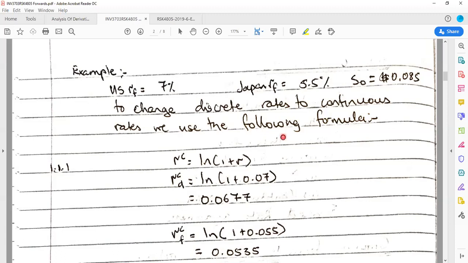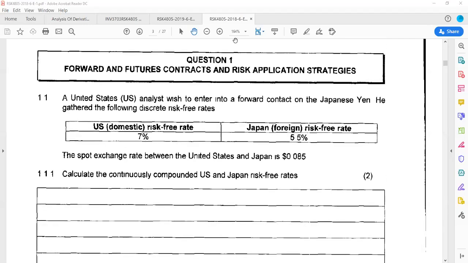They're the same types of questions as in each module, only that one module looks at the first 5 chapters, whereas the other module looks at all 8 to 9 chapters in the textbook. So I want us to look at this question from an RSK 4805 past exam paper. The question I want us to look at is from May-June 2018 for the RSK 4805 paper.